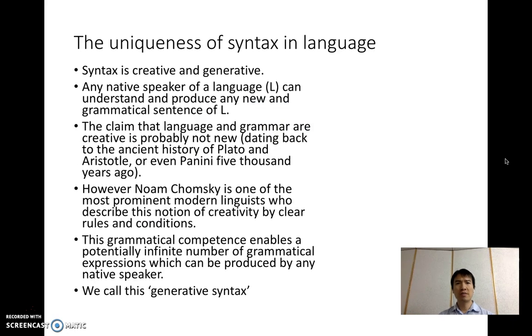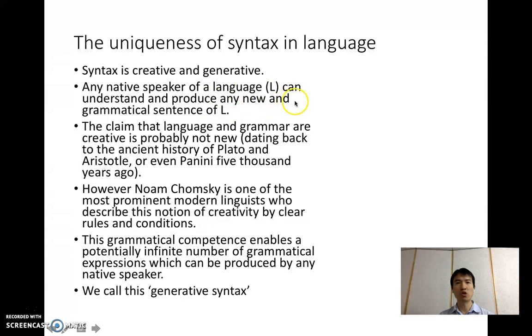So let's talk about the word syntax. Why is syntax so unique? Why is syntax so important in the study of linguistics? Linguists generally concluded that syntax is creative, and there's another word to mean creative: people call syntax generative. Generative means that the syntax can help you produce something new, right?